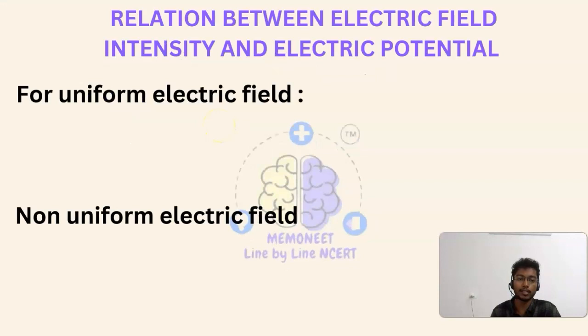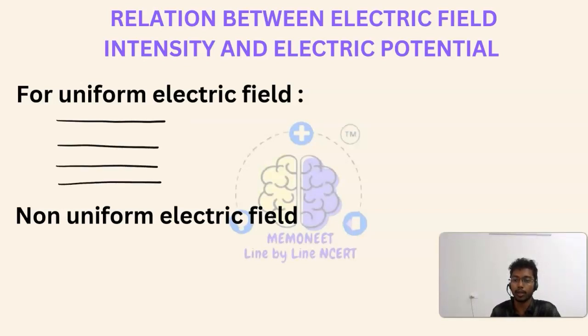Relation between electric field intensity and electric potential. Let's say we have a uniform electric field, and we have to find the potential from point A to point B. We'll write VB minus VA is equal to minus the integral of E dot dr. It is minus E into the distance between A and B, as E vector dot AB vector. This is the distance between A and B.